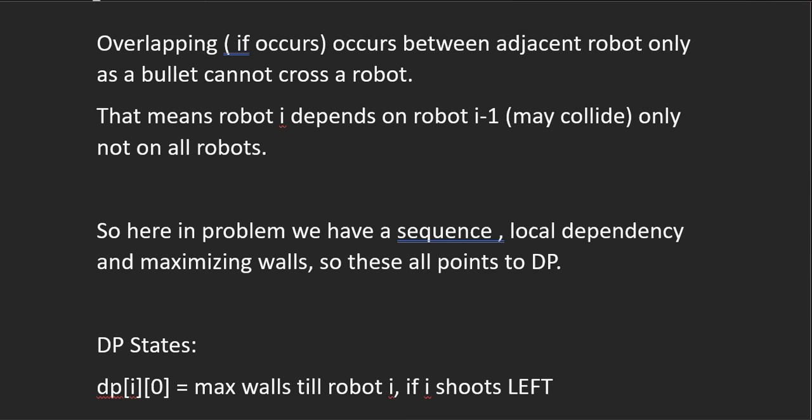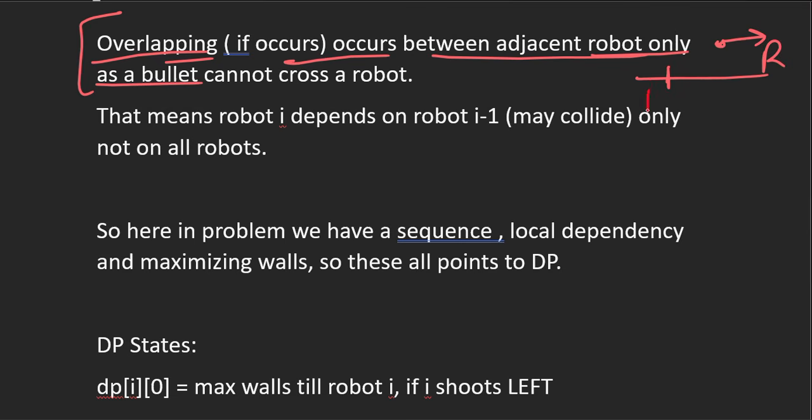Now, if some other robot is also present, overlapping can occur between adjacent robots only, right? So this is one observation. As we know, a bullet cannot pass a robot. So if some robot is present here, and it shoots in the right direction, its bullet does not pass this robot r dash. So even if collision occurs, it occurs in the adjacent pair of robots only, right?